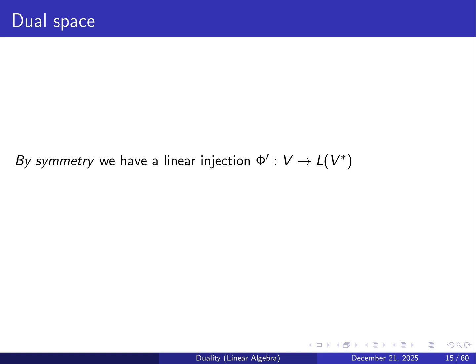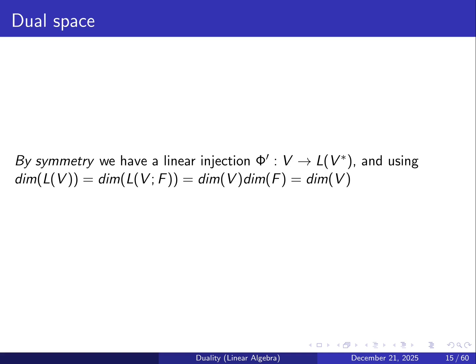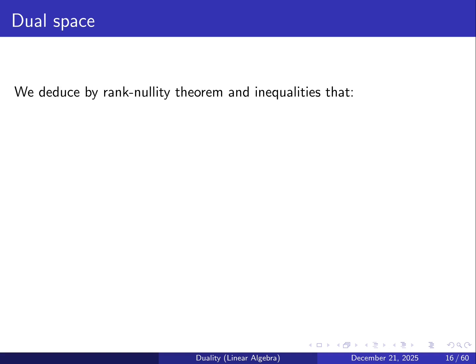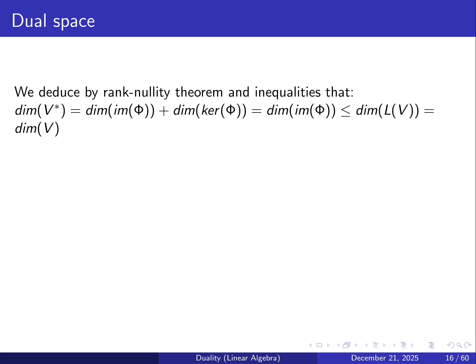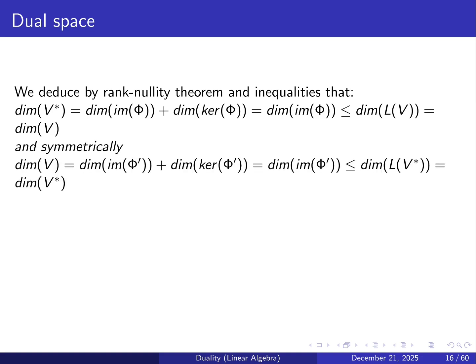By symmetry we have a linear injection phi prime from V into the space of all linear forms on V star. Using that the dimension of the space of all linear forms on V is just equal to the dimension of V, we deduce by the rank-nullity theorem an inequality: the dimension of V star is equal to the sum of the dimensions of the image of phi and the kernel of phi, which by injectivity is equal to the dimension of the image of phi, which is less than or equal to the dimension of the whole space it maps into, which is just the dimension of V. And symmetrically we get that the dimension of V is less than or equal to the dimension of V star.